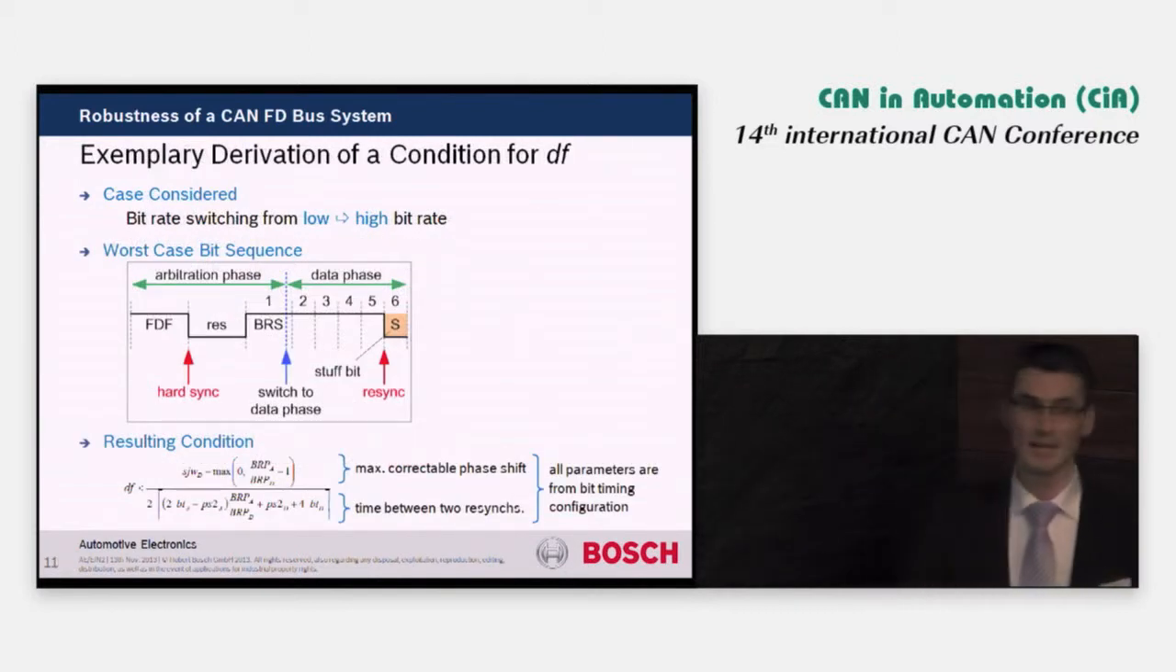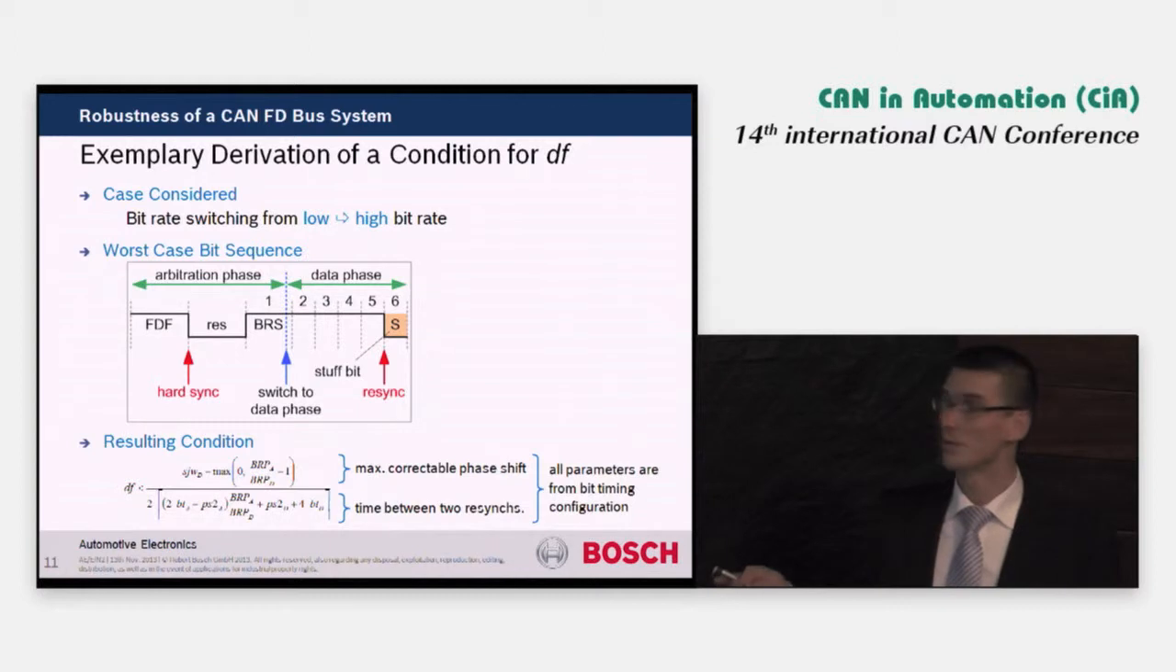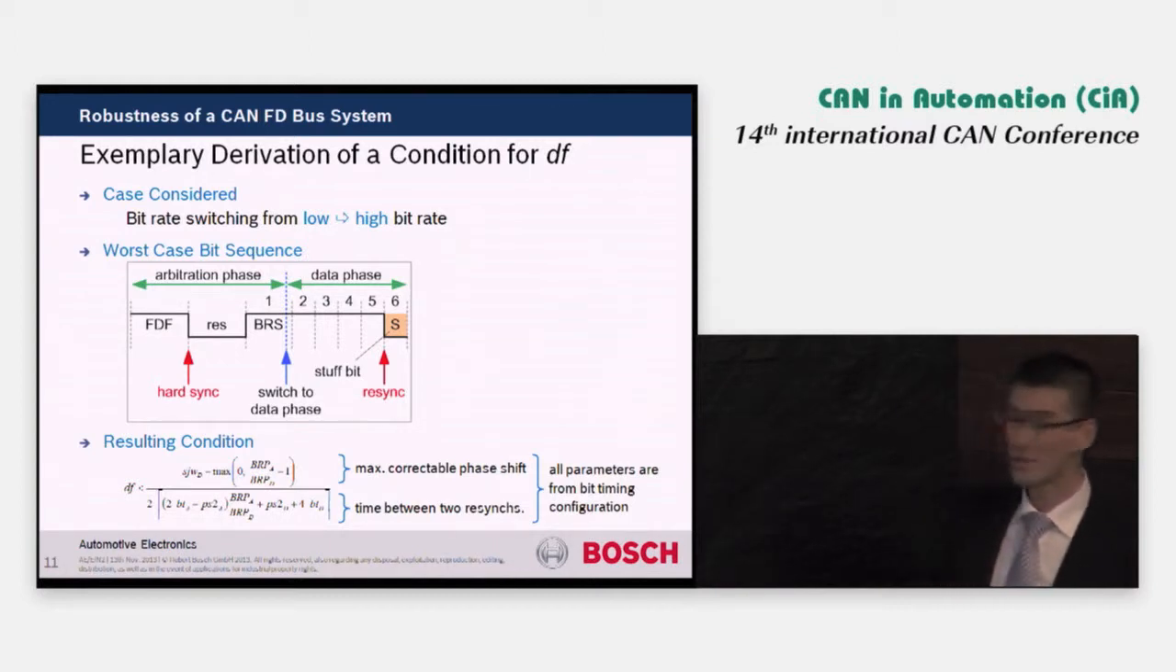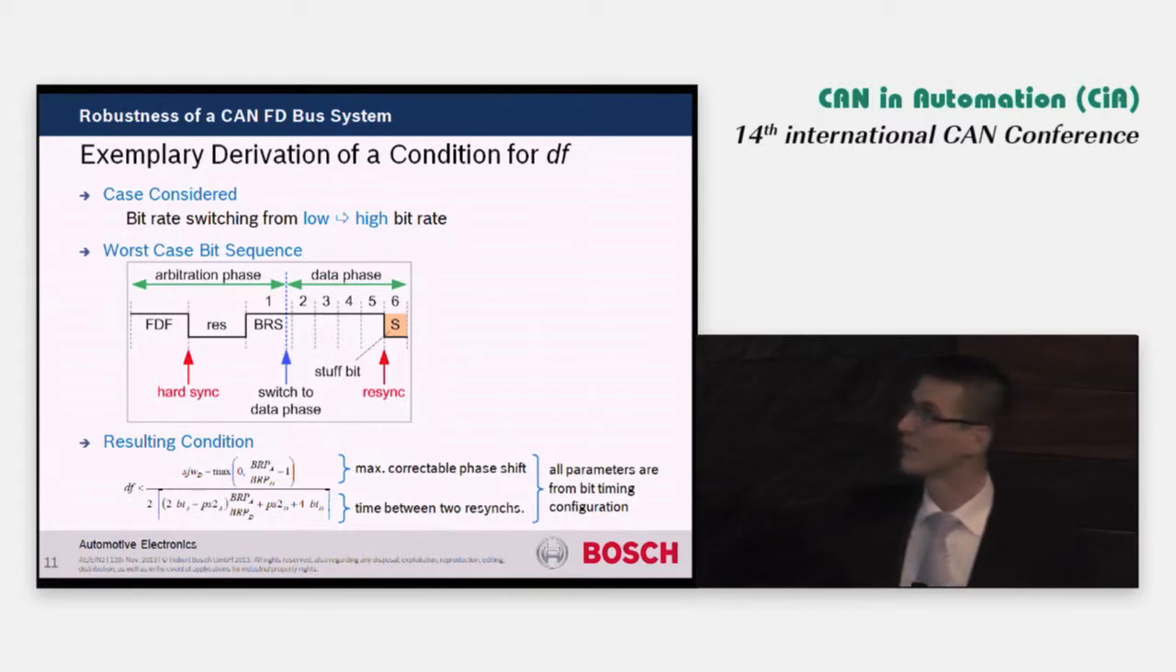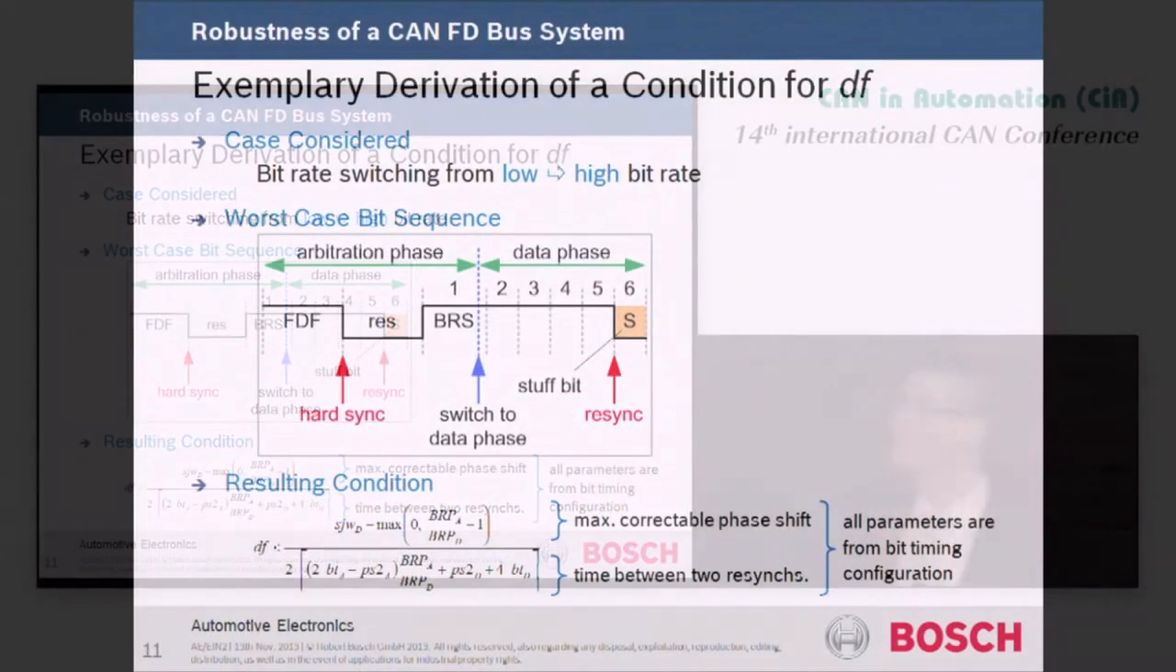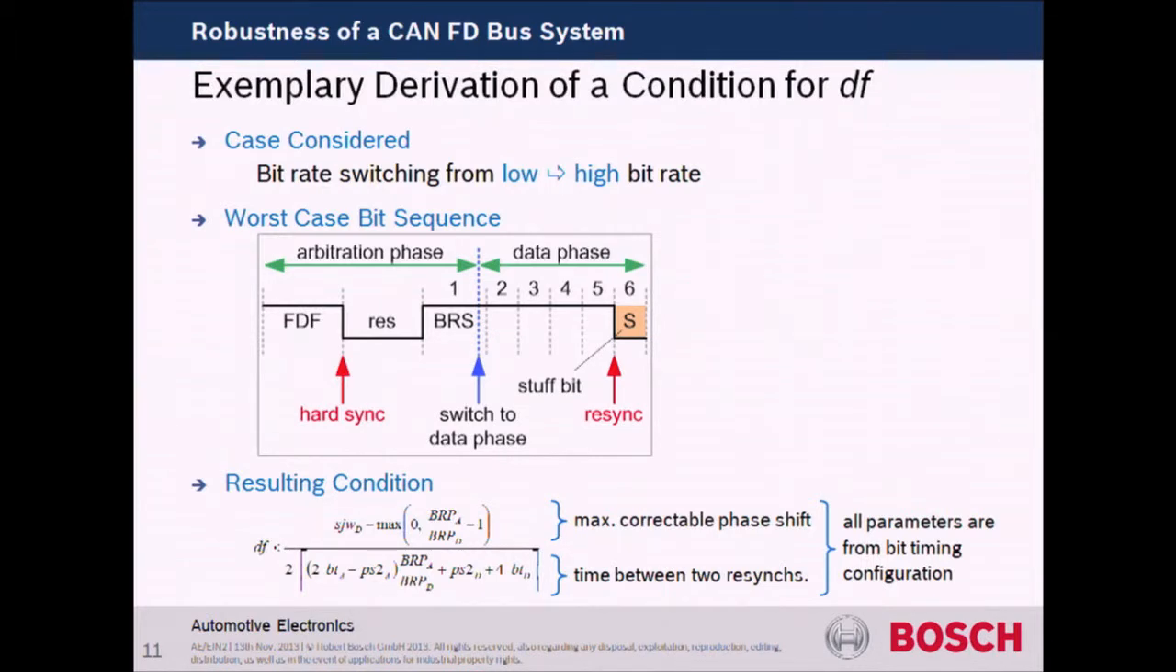We consider the following case, where we switch the bitrate from low to high. The corresponding worst-case bit sequence looks like the following. You don't have to understand this in detail; if you study CAN FD for a while, it will be totally clear to you, so it's no magic at all. You just have to understand that we have the arbitration phase on the left and the data phase on the right, and somewhere in the middle we switch the bitrate. We have synchronization in the arbitration phase, then some time passes, and again in the data phase we resynchronize. From this picture, we can derive the resulting condition.